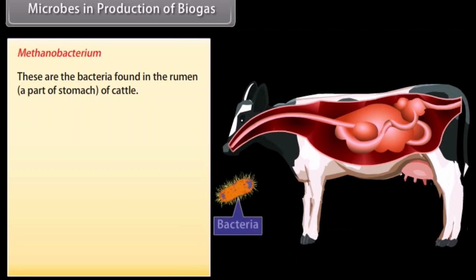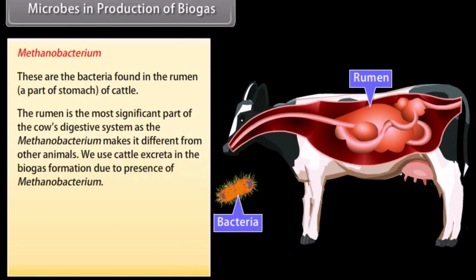Methanobacterium. These are the bacteria found in the rumen, a part of the stomach of cattle. The rumen is the most significant part of the cow's digestive system, as the methanobacterium makes it different from other animals. We use cattle excreta in the biogas formation due to the presence of methanobacterium.